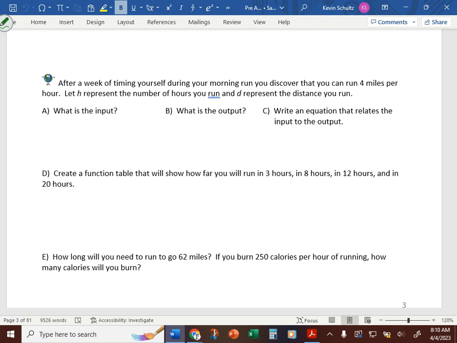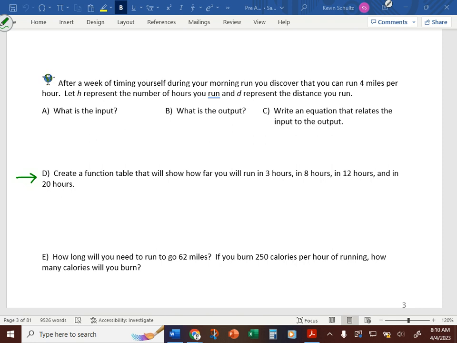It was on our homework check. We defined it. What is the input? It's what you put into the equation. It's what's being tested. Okay? So if you look at letter D, and the reason why I'm pointing this out is because this is what it's going to be like on your test as well. Letter D says, create a function table that will show how far you will run in 3 hours, in 8 hours, in 12 hours, in 20 hours.